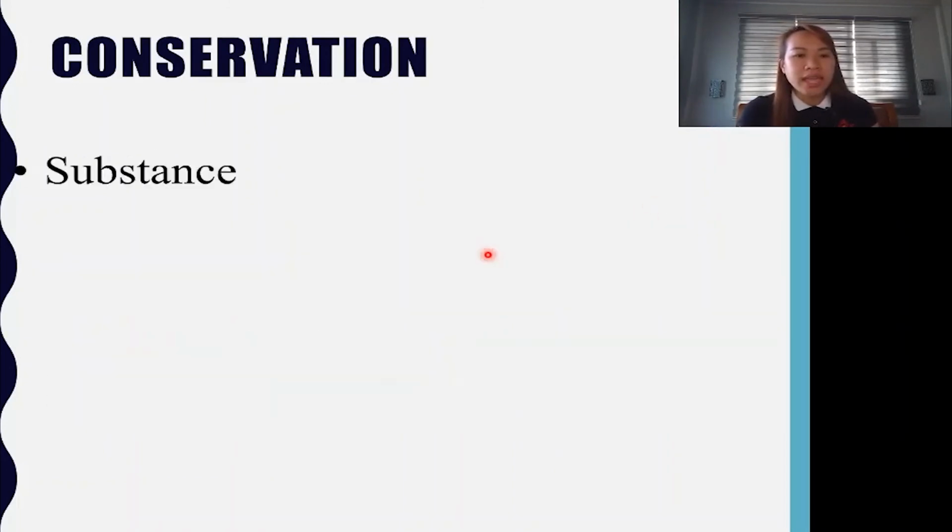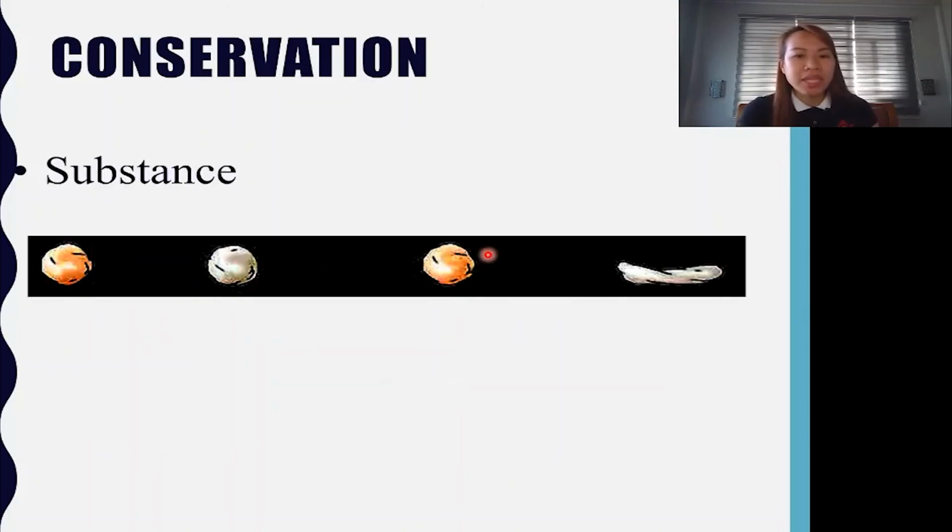Okay. And in substance, for example, here, this is a crumpled paper, another crumpled paper, and also this one. But this one is not so crumpled. It was not crumpled into a ball. So they would think that this has more substance than this one because of its length.